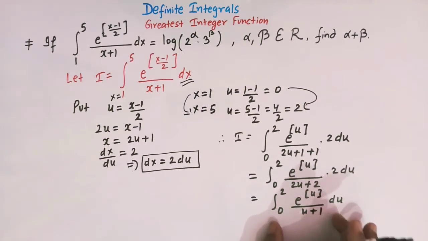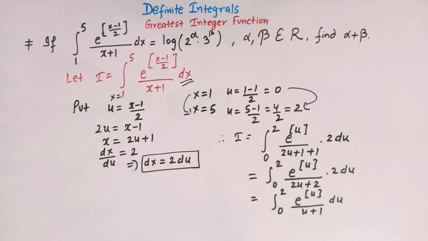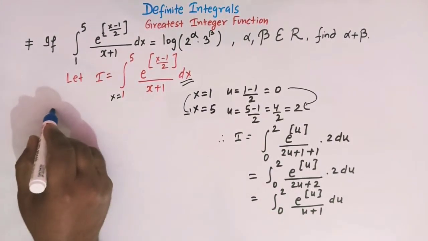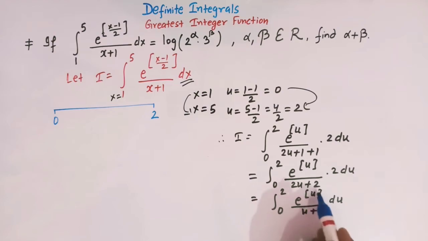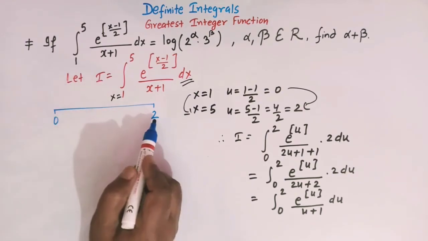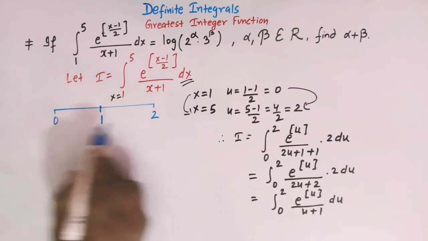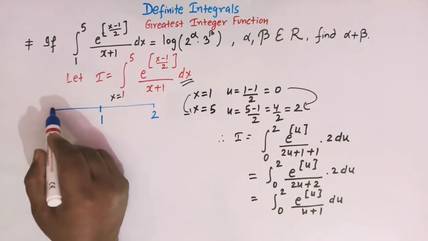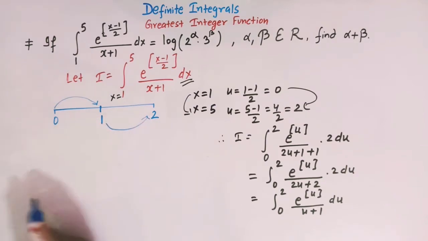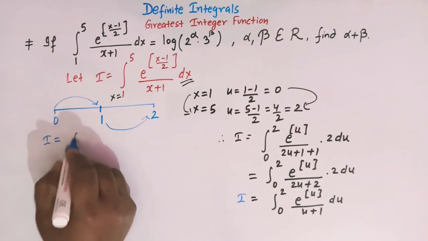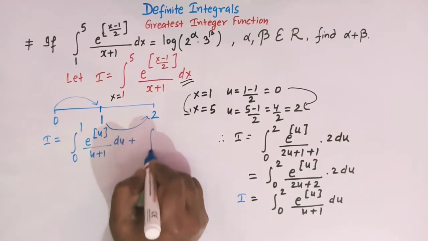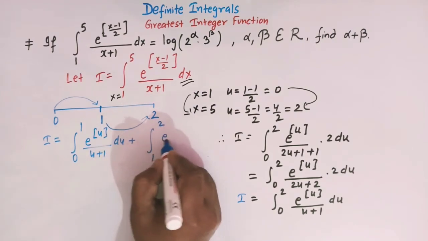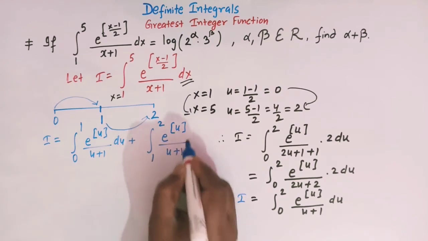In order to evaluate this integral, we'll break it as a sum of two integrals. Here we see that the limits of integration vary from 0 to 2, and our greatest integer function is involved. So we have to search for the integer which lies between 0 and 2, and we know that 1 lies between 0 and 2. So the limit 0 to 2 can now be written as 0 to 1 and 1 to 2. So this integral I can now be written as the integral from 0 to 1 of e raised to greatest integer of u over u plus 1, and the second integral is from 1 to 2 of e raised to greatest integer of u over u plus 1 du.